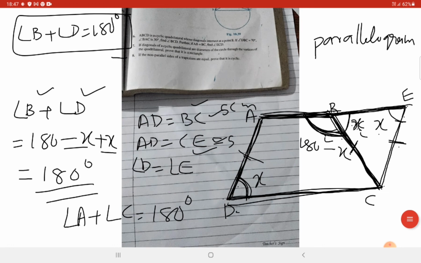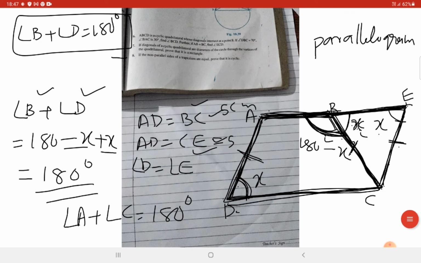Once again and repeat. First we consider a trapezium ABCD in which AD is equal to BC given. Next we did one construction, extended AB to E and drew a line segment through C parallel to DA, and it intersected AB extended at E, which implies ADCE is a parallelogram.